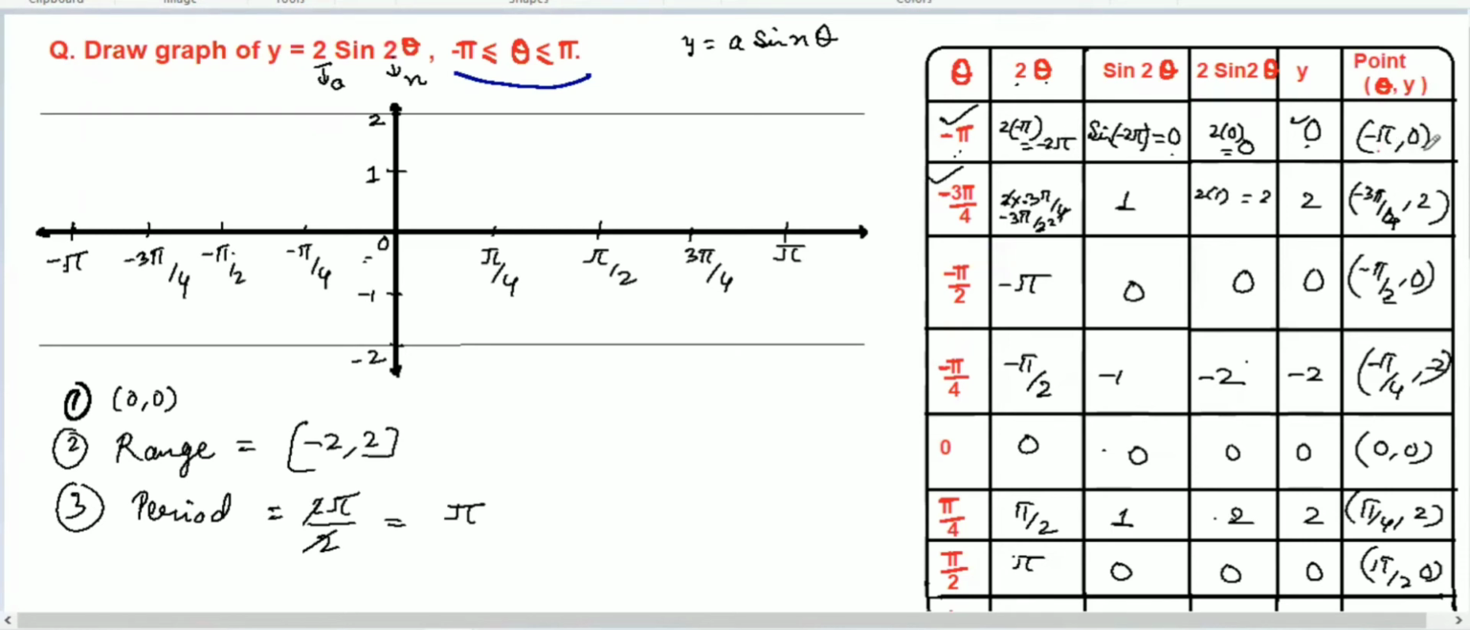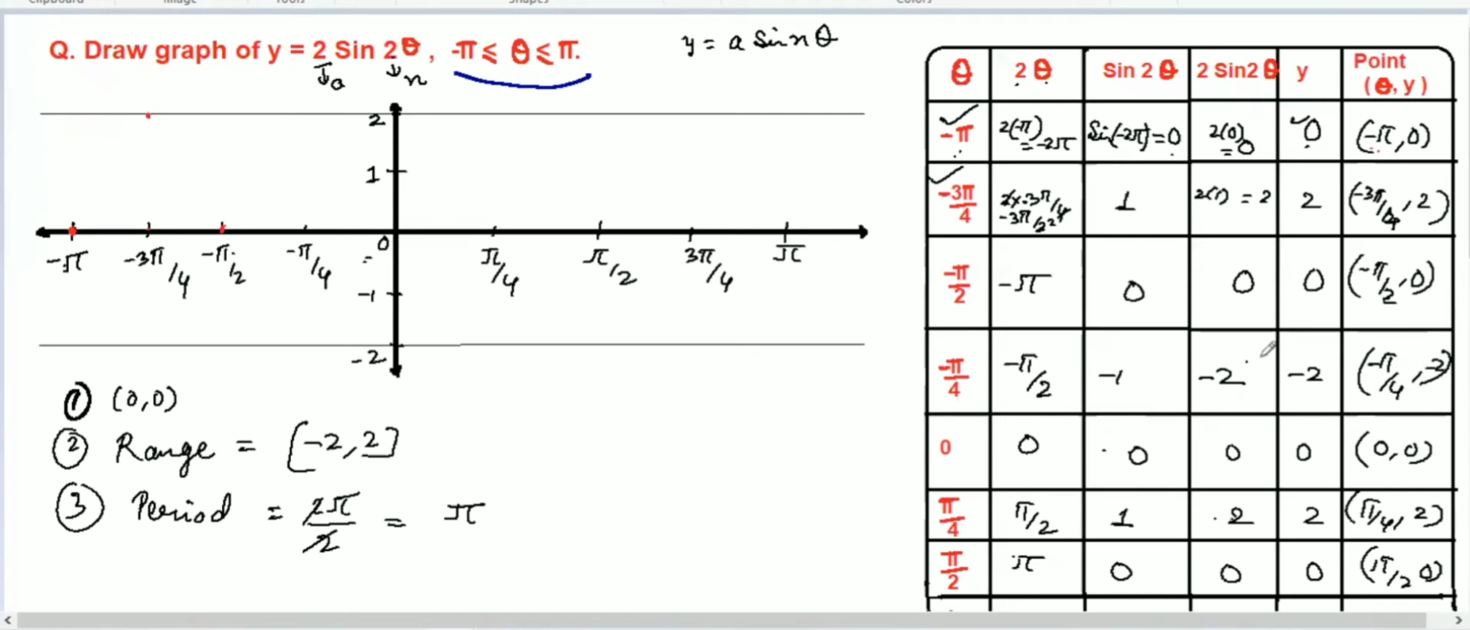Our first point is minus pi, 0. Start from here. Minus pi and 0 will be here. We are not going towards any value of y. The y value is 0 here. Then minus 3 pi over 4, 2. Minus 3 pi over 4 and 2 will go up here. And then minus pi over 2, 0. Minus pi over 2, 0 will be here.